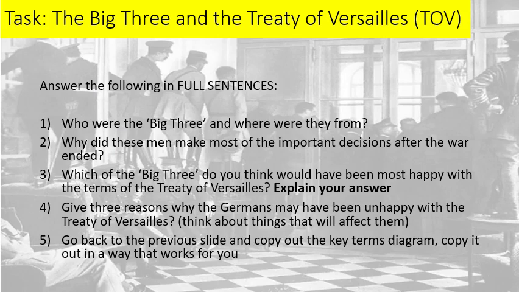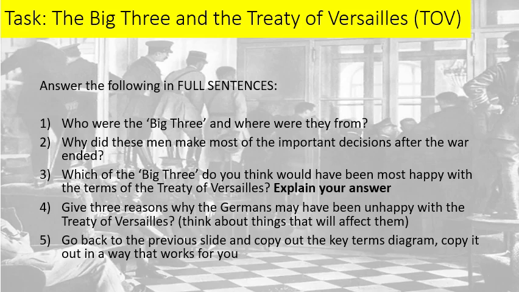So this is your first task of today, guys. You've got 5 questions that I'd like you to answer in full sentences, please. So a perfect answer for number 1. Who were the big 3 and where were they from? The big 3 were: list the first one, where he's from; list the second one, where he's from; list the third one, where he is from. Very simple sentences, but they must be full sentences.